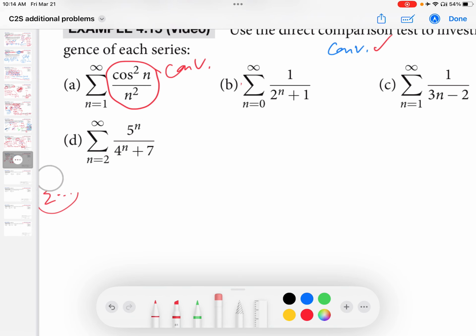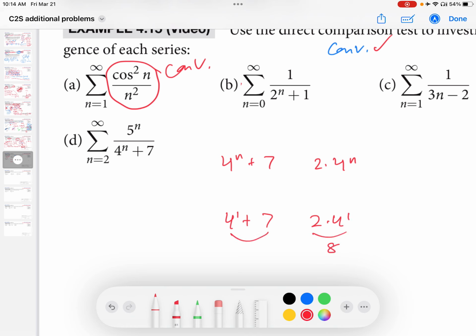So let's talk about how it would work. What could we do? We could say, well, I still want to relate 4 to the n plus 7 to 4 to the n. And here's one of the ways you can do this. You can say, well, what's the relationship between 4 to the n plus 7 and 2 times 4 to the n? And you can investigate this for yourself. What if n equals 1? 4 to the first plus 7 and 2 times 4 to the first. This is 8. This is 11. So again, I'm looking for the relationship here. Well, this would be larger.